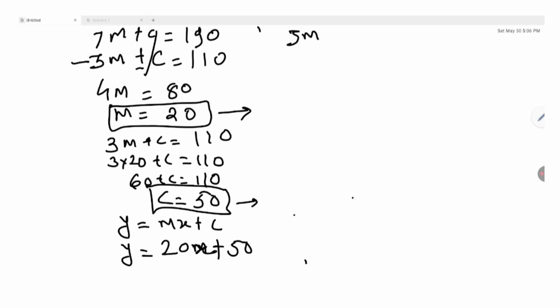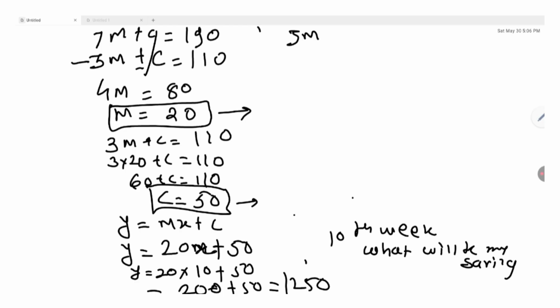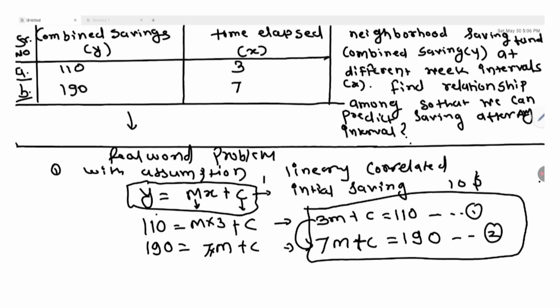Now let's consider, if someone asks me what my saving will be at the end of the 10th week. In this equation, you will write 20 multiplied by 10 plus 50, which equals 200 plus 50, which equals 250. So this is how we are able to establish the relationship between y and x. And that's what we wanted to achieve.